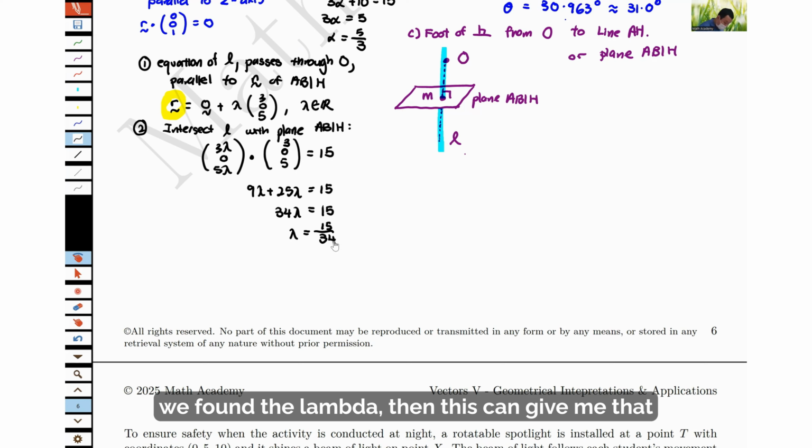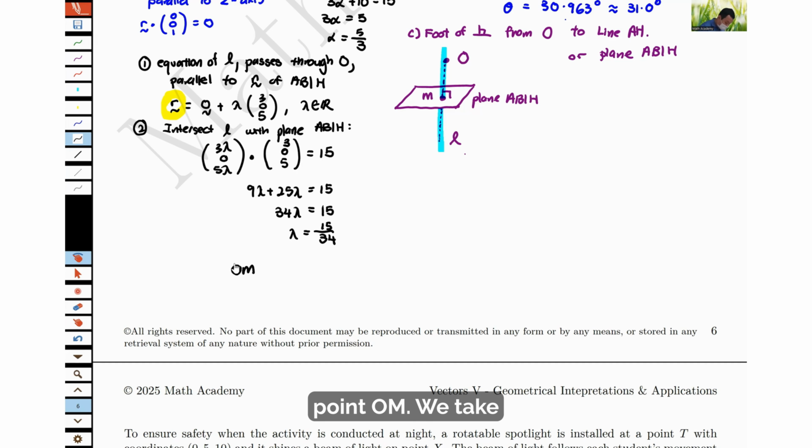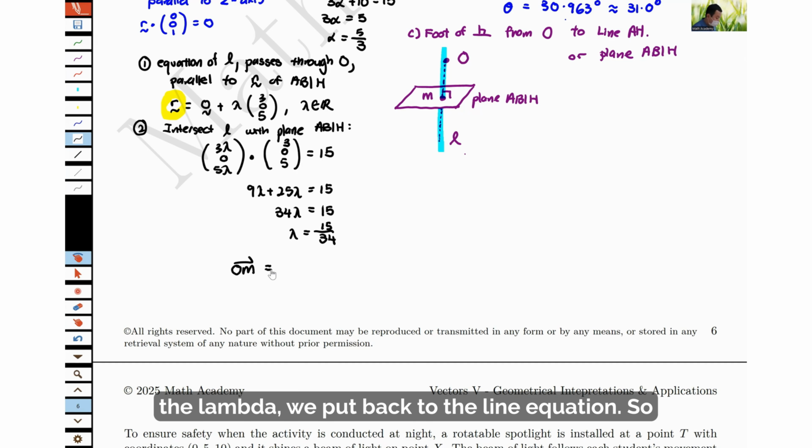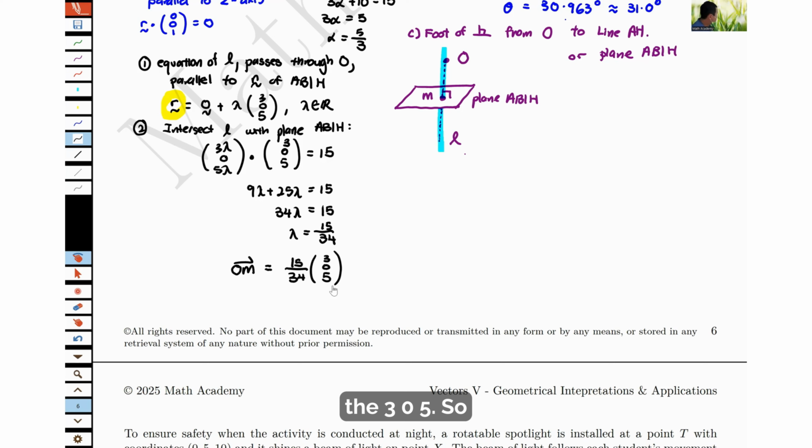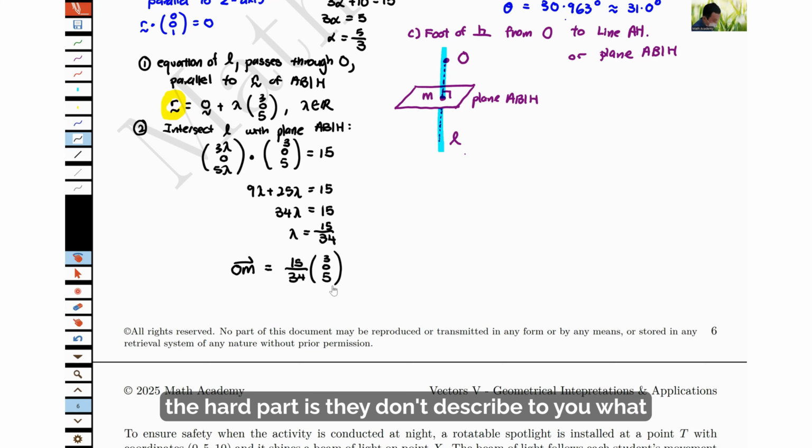Once we found the lambda, then this can give me that point OM. We take the lambda and put it back into the line equation. So I have here 15 over 34 of the 3, 0, 5 vector. The hard part is they don't describe to you what the vectors concept is. You have to observe on your own that this is about intersection to get that foot.